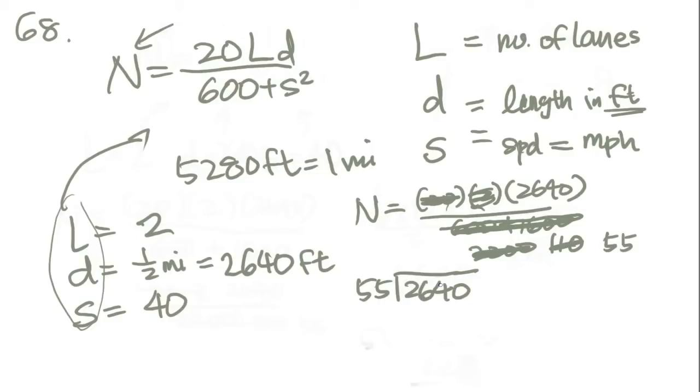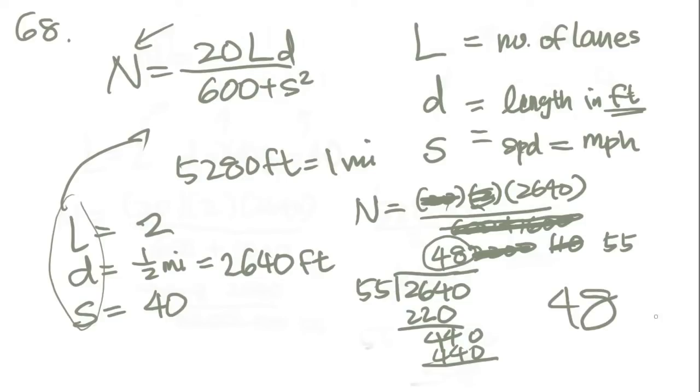2640 divided by 55. 55 goes into 264 how many times? 4, I believe. So that gets you 220, and 55 goes into 440 8 times. So the answer is going to be 48. And 48 is answer choice D.